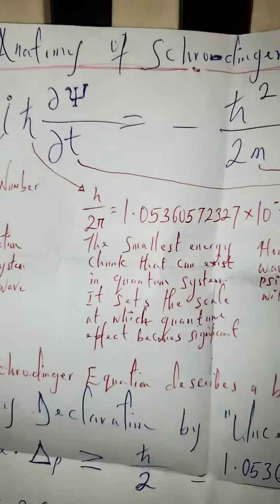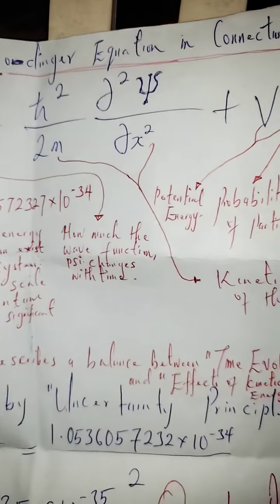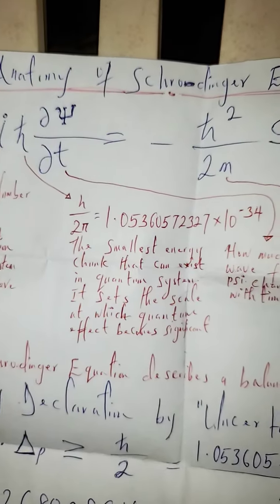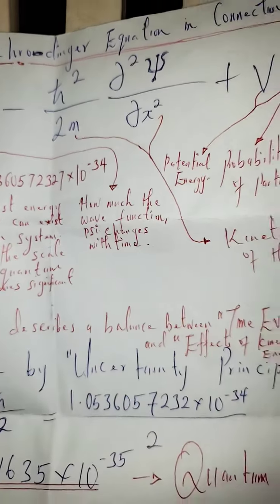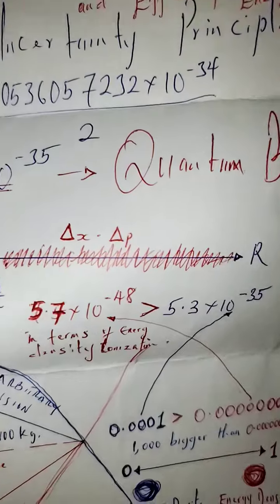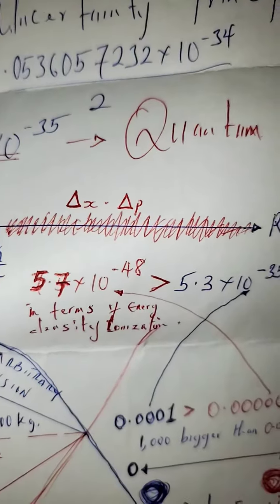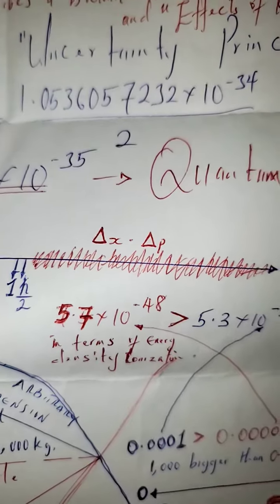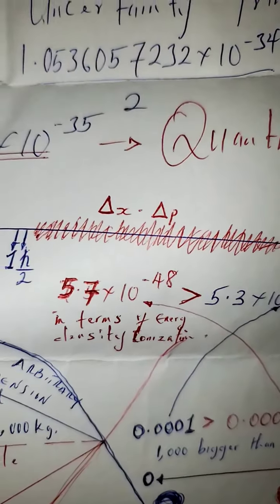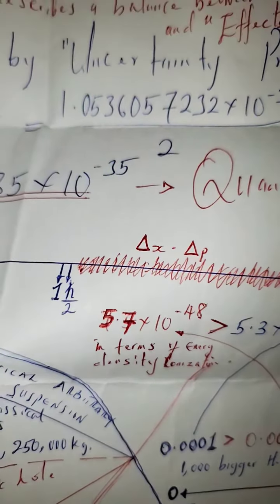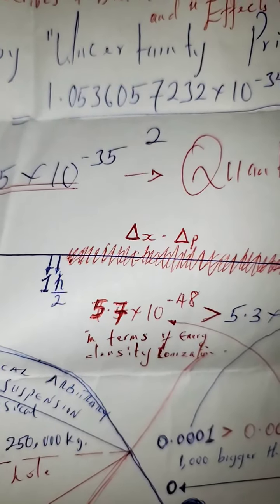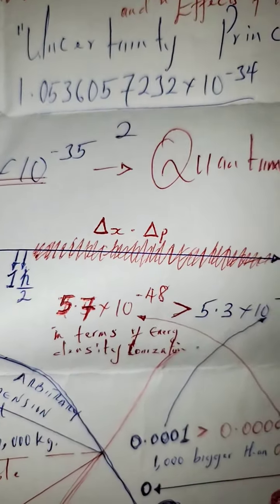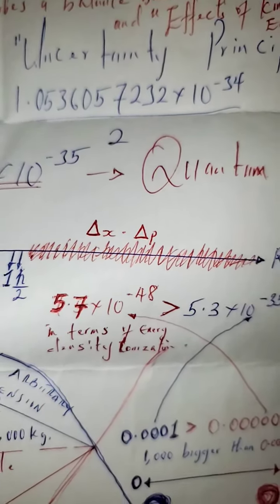So now, this is the Schrodinger wave equation. In the previous video, I explained every portion, every part of this equation. So now we move straight down to this particular spot. Here you can see that I have changed this value from 7.5 times 10 raised to the power minus 48 to 5.7. That is the actual value you get when you substitute the electron's mass in the formula of everything.